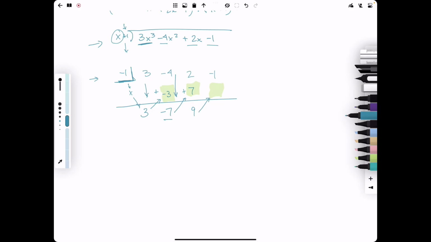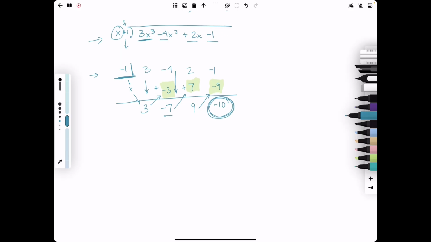9 times -1 is -9, right? Add those two parts, you get -10. Guess what -10 is? A remainder. It's your remainder.